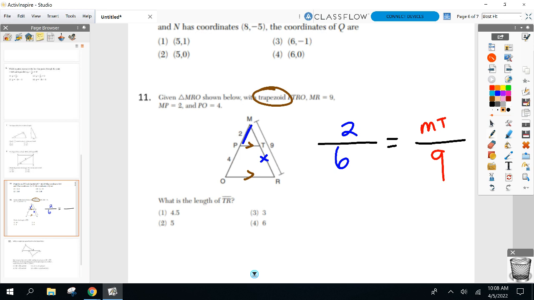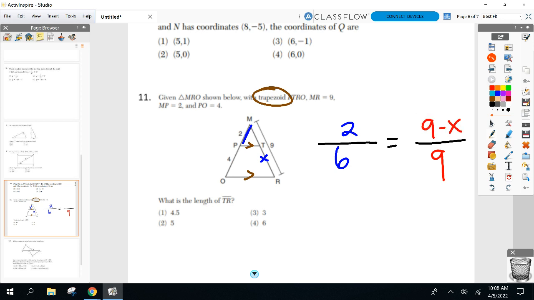It's not a number. I guess I could put X there, but I'm trying to find TR. So look at what I have. I have 9. TR is X. Anybody, how can I relate MT here? How can I write how long MT is so I can plug it in? Because I know this whole thing was 9. This little piece here, I put an X already. So what's MT then, Zach? 9 minus X.